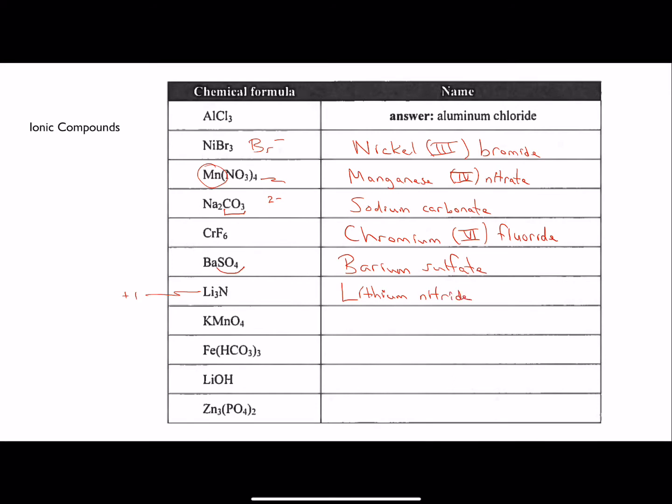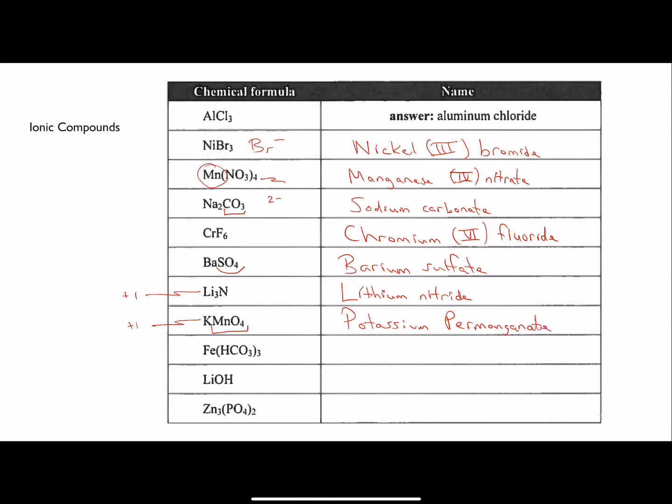There we go. The next one contains potassium, which is an alkali metal. Again, it only can have a +1 charge. And then this is a big polyatomic ion here. So MnO4, that is the permanganate polyatomic ion. So again, since the potassium can only take on 1 possible charge, the +1 charge, I don't have to use a Roman numeral. And this is potassium permanganate. There we go, potassium permanganate.